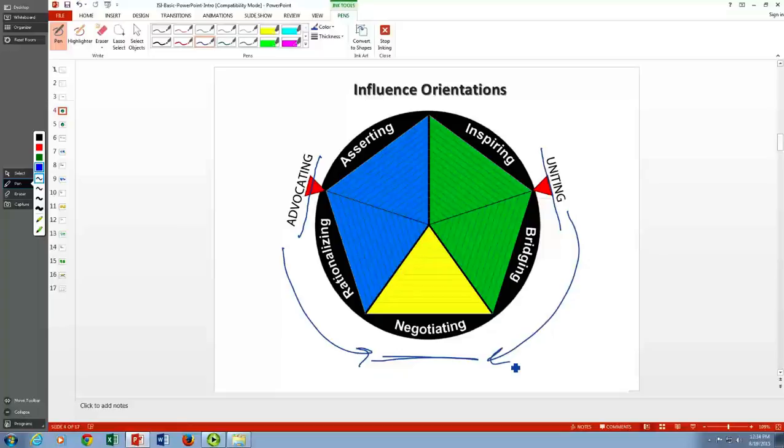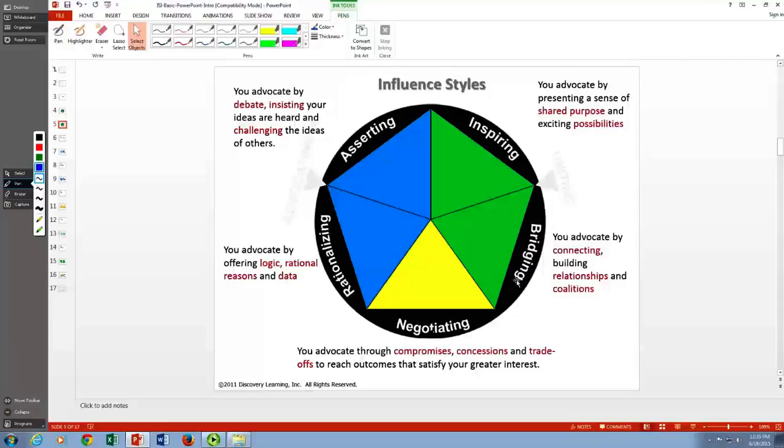The advocating orientation is drawn primarily from the asserting style and the rationalizing style. The uniting orientation draws from inspiring and bridging. Asserting style is often characterized by debate or insisting that your point of view is heard. This can be either in the proposal that you make for a certain kind of idea or concept, or in some ways it is the mirror image, the level of opposition and your ability to voice your opposition to ideas and direction proposed by others.